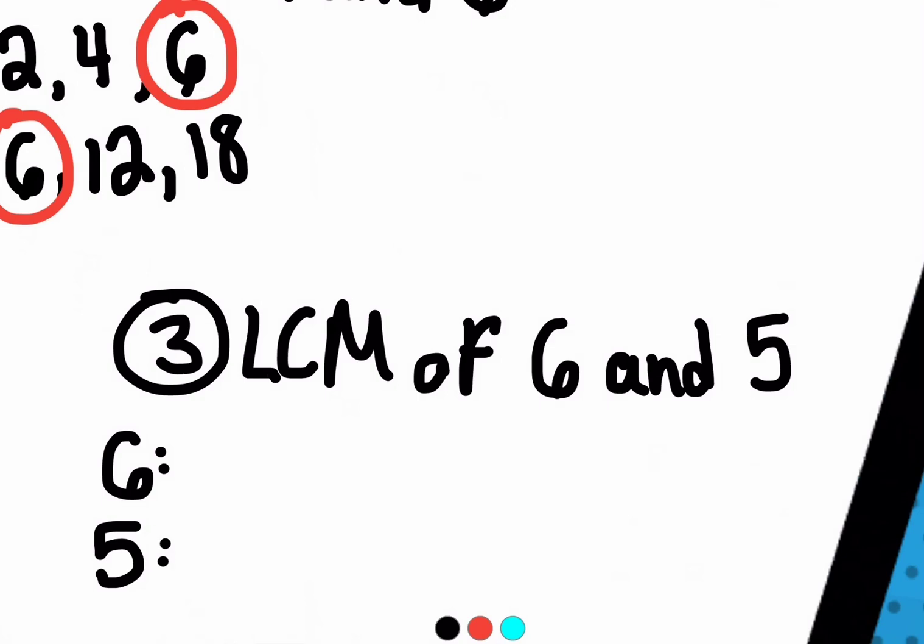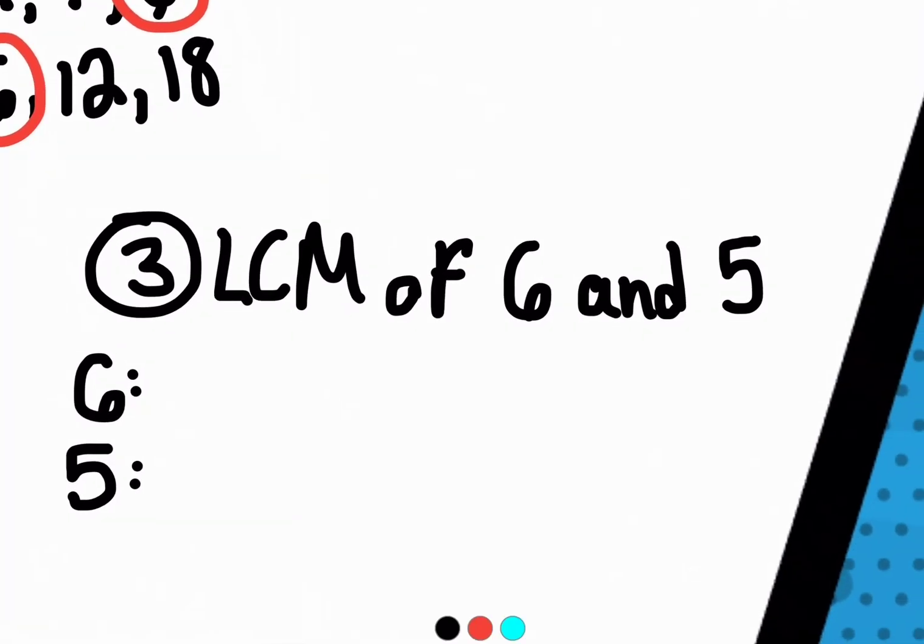Now that you're back, I'm assuming that you did the LCM of 6 and 5. If you know your 6 and 5 multiplication facts, that really helps. You might already have it in your head. But if I was to count it out and work out my problem, it would look like this.